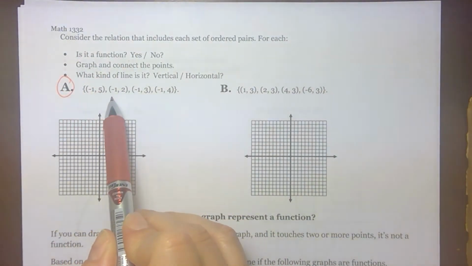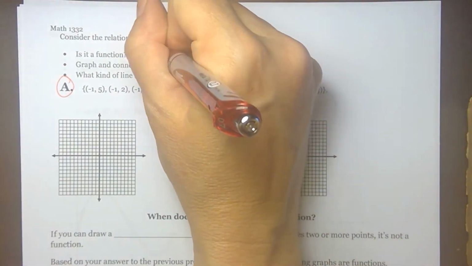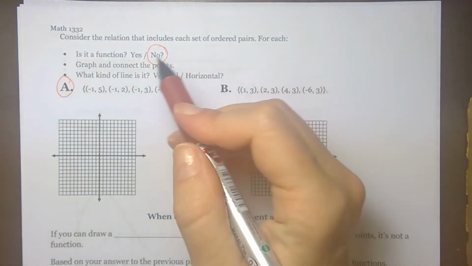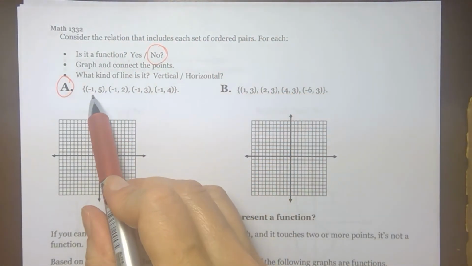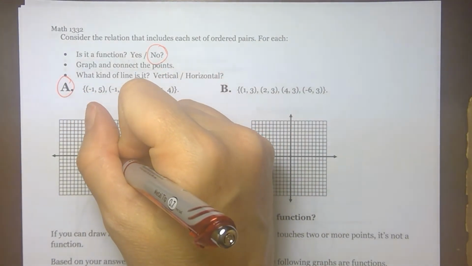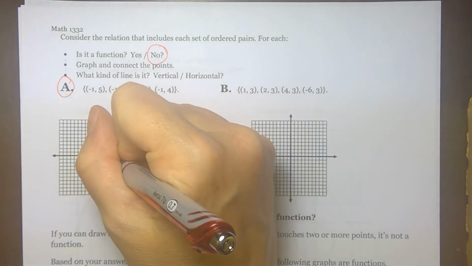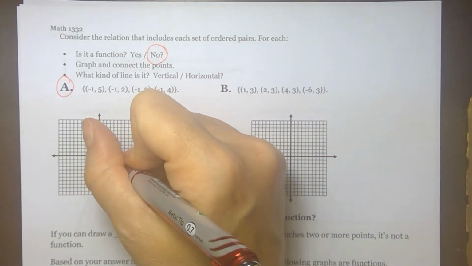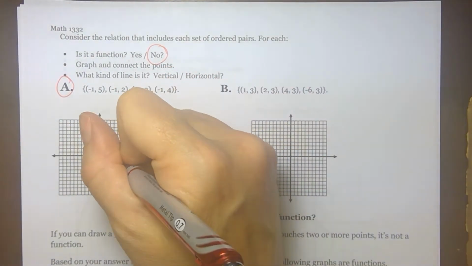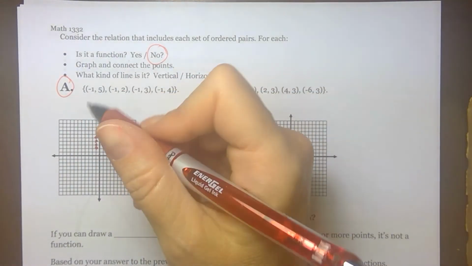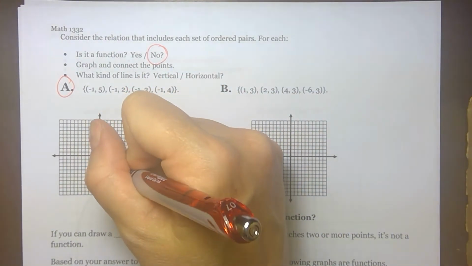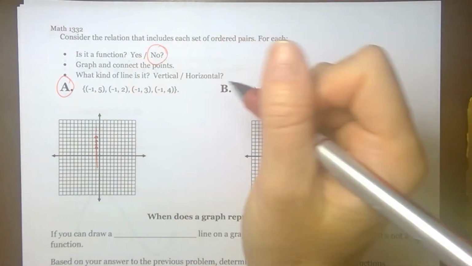If I look through my x values, they're all negative 1, so no, that is not going to be a function. Let's graph and connect the points. I'm at negative 1 up to 5. 1, 2, 3, 4, 5. Negative 1, 2. Negative 1, 3, negative 1, 4. So 4 points right there. If I connect those points, I have formed a vertical line.